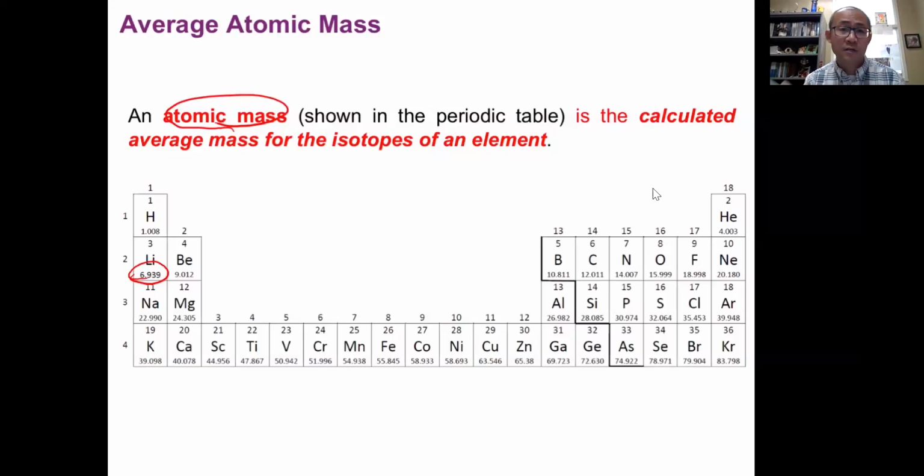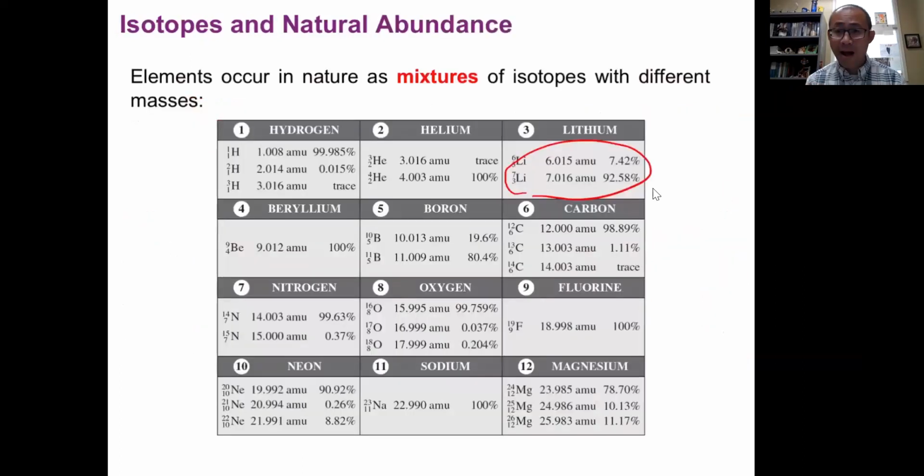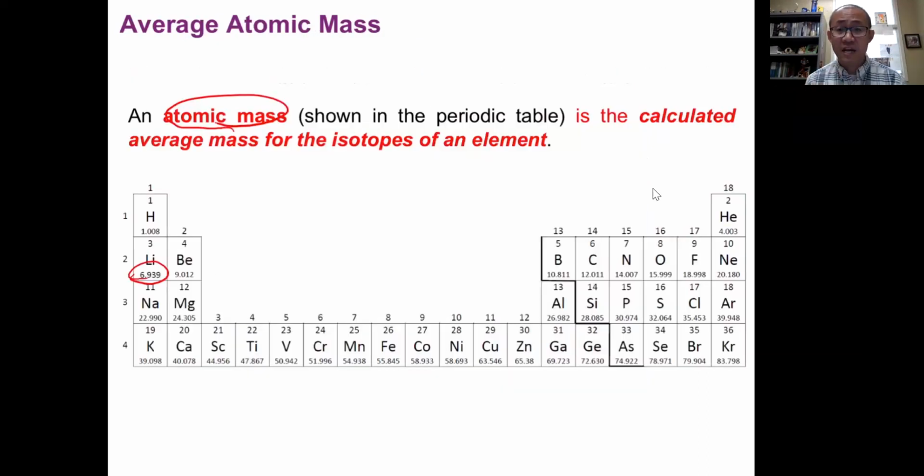Some are more abundant, some are less abundant. But here, first, know these two terms. The mass number, which is the superscript, is the mass of that single atom. The atomic mass in your periodic table is the calculated average mass for the isotopes of an element. Don't confuse these two masses. And here we're going to talk about how these numbers are calculated.